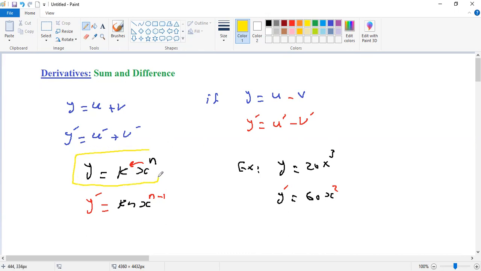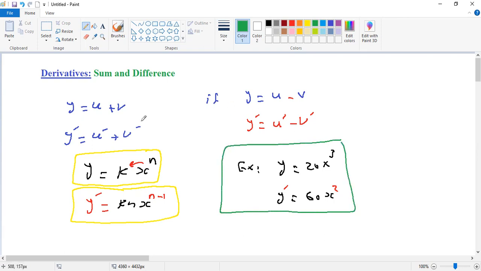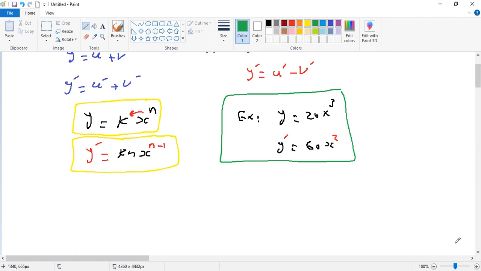This is the constant multiple property. Here k is the constant, and this is the rule for y prime, n times k, and this is the example. Now, the sum and the difference of two functions. Now I'm going to talk about the sum, so we take the derivative of each one.